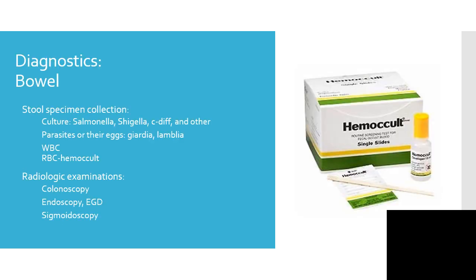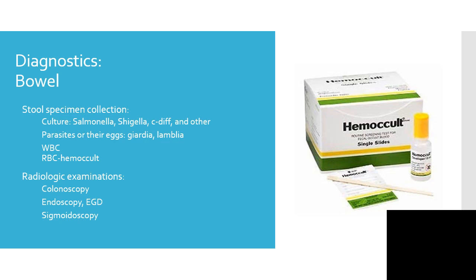So let's review what some of the diagnostics are for bowel specimens. So stool specimen collection, you can do a culture that might look for some bacteria like Salmonella, Shigella, C. diff, and others. Also could look for parasites or eggs such as Giardia and Lamblia. White blood cell and red blood cell count is the hemoccult, noting if there is blood in the stool that might be symptomatic of a GI bleed.